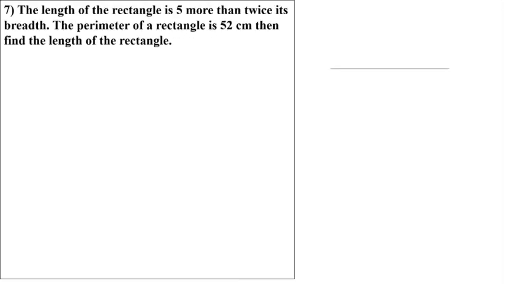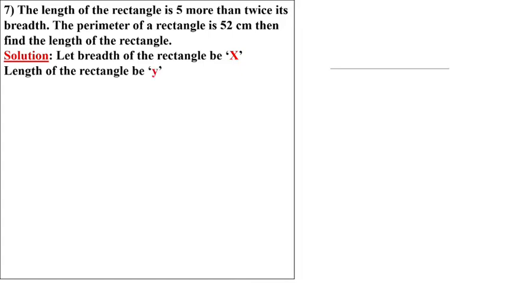Now children, question number 7 is given. The length of a rectangle is 5 more than twice its breadth. The perimeter of the rectangle is 52 centimeters. Then find the length of the rectangle. Let the breadth of the rectangle be x and the length of the rectangle be y.